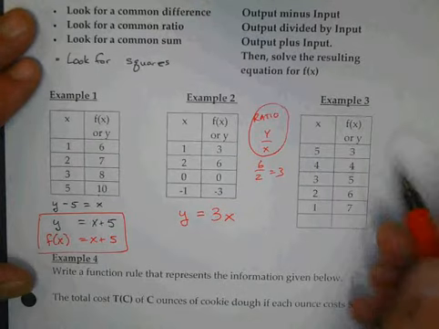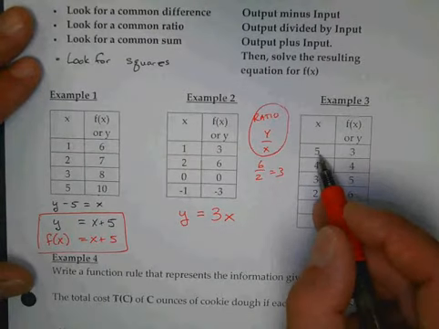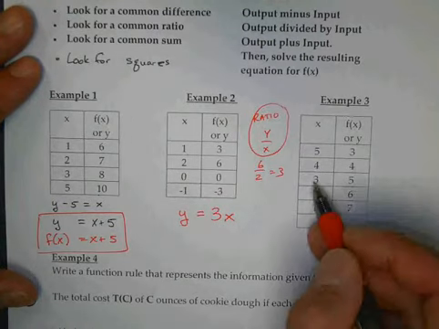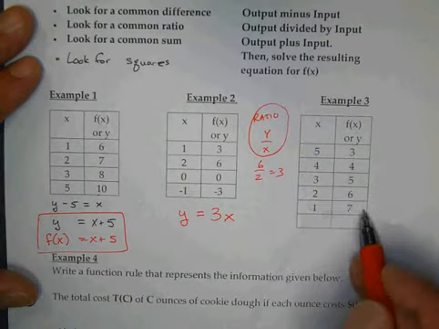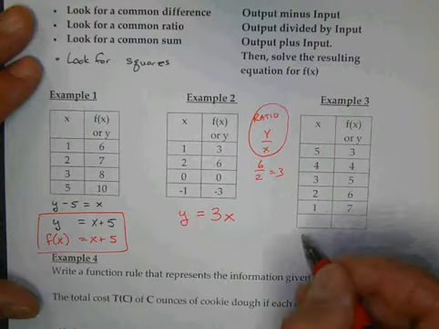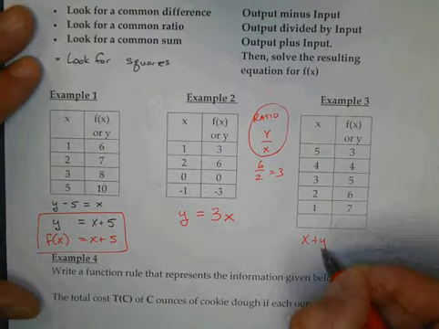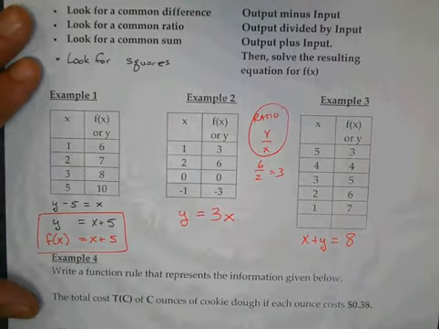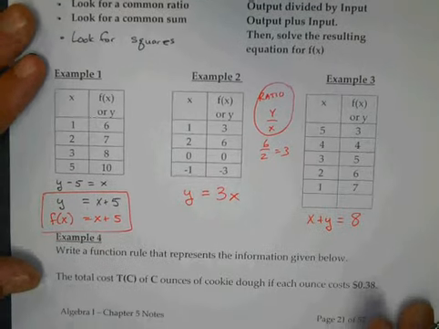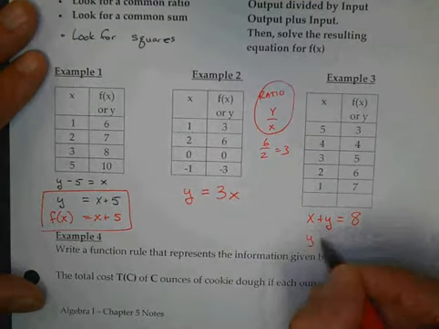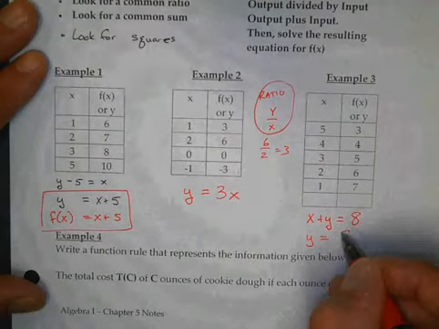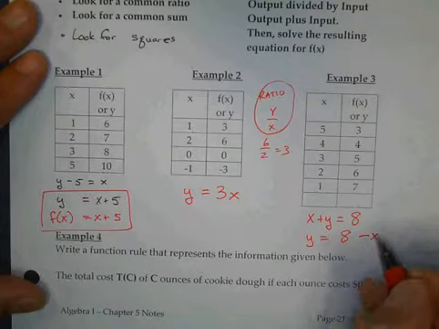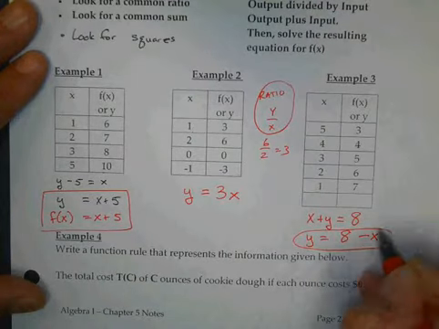Look for a common sum. What's 3 plus 5? 4 plus 4? 5 plus 3. Do they all add to 8? So the common sum means you add, is how much? 8. How do I write this, though, as y equals? y equals 8 minus x.